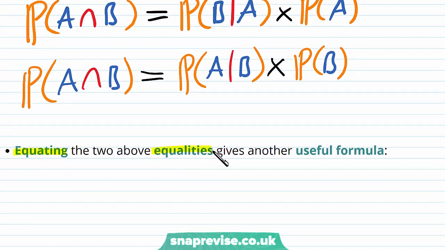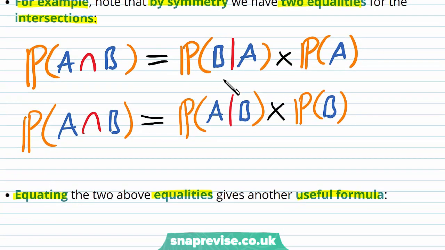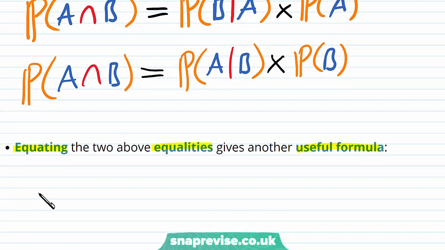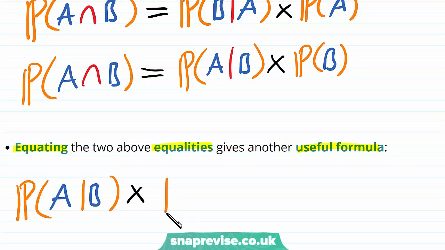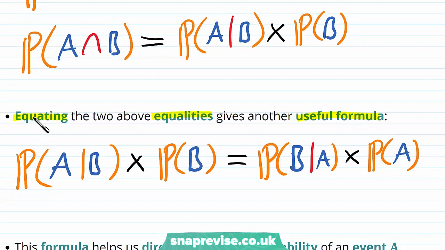Equating the two above equalities gives another useful formula. Because the probability of A intersected with B is equal to the probability of A intersected with B trivially, we can equate the right-hand sides, and therefore we get that the probability of A given B multiplied by the probability of the event B is equal to the probability of B given the event A multiplied by the probability of A.